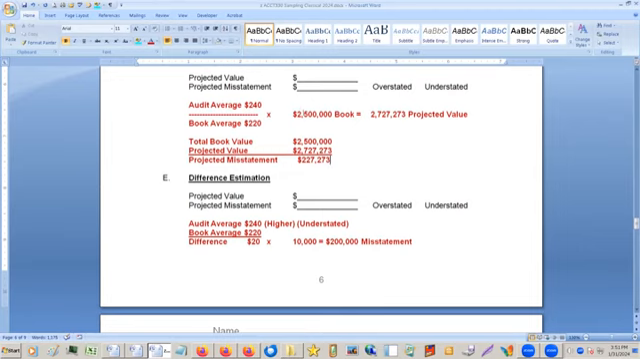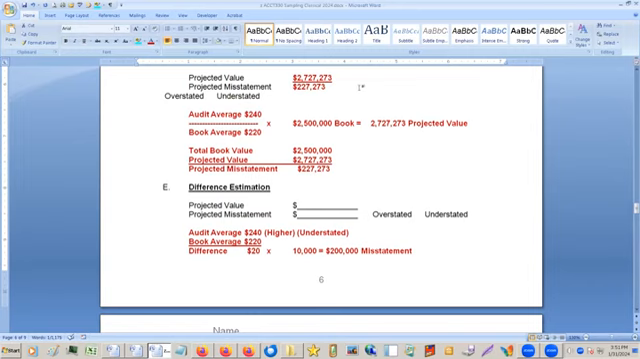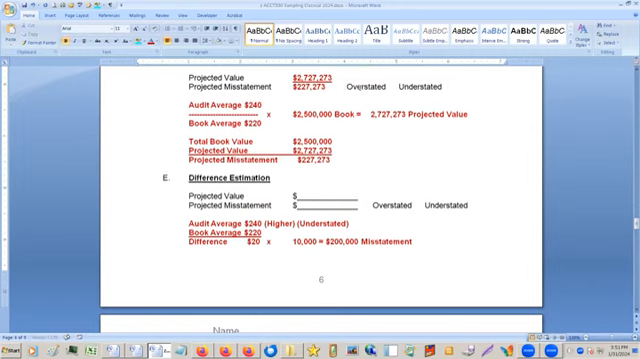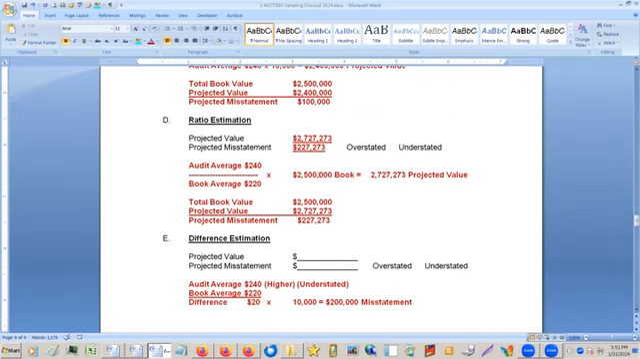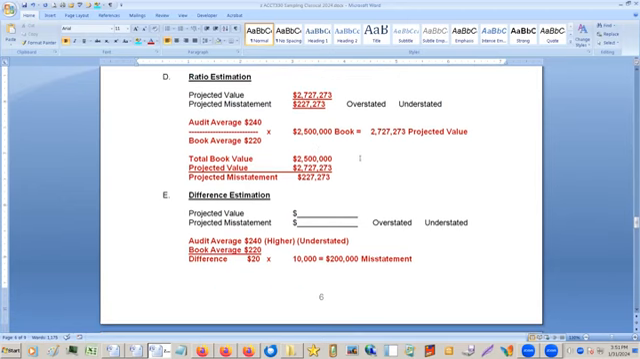All right, so this one, I'll use this. The projected value is this. The projected misstatement is this. And for this one, is it overstated or understated? The book's overstated or under? Understated? Right, yeah, exactly.